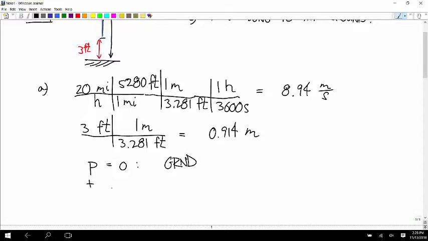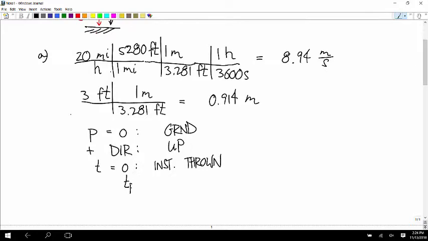We have to choose our positive direction. And in free fall problems, I always choose up on that. And that's what I'm going to do. And then we have to choose our time equals 0 instant. That's when it's thrown or launched. So that's the instant it's thrown. And our time final instant.